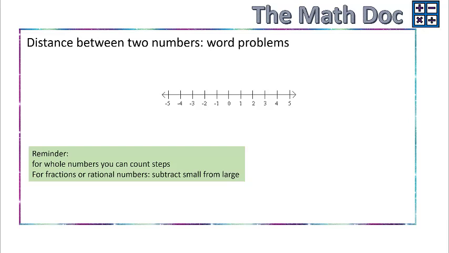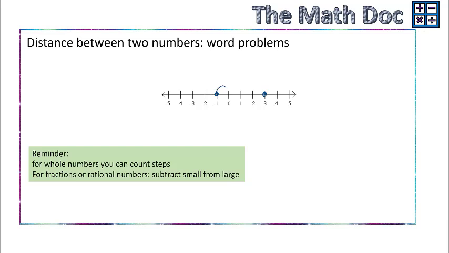So as a reminder, before we actually get into the word problems, I thought we should remember how we calculate the distance between two numbers. And if you recall, there are two ways. We can either count the steps between numbers, and that's useful when we're looking at two whole numbers. For instance, if we're looking at the distance between the number 3 right here on the number line and the number -1.